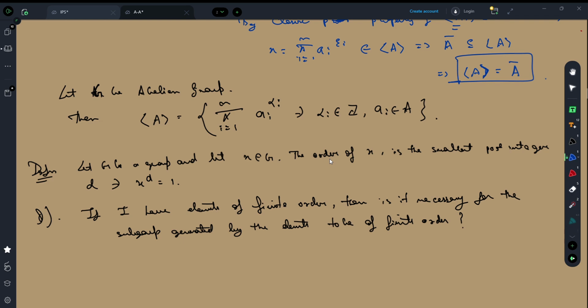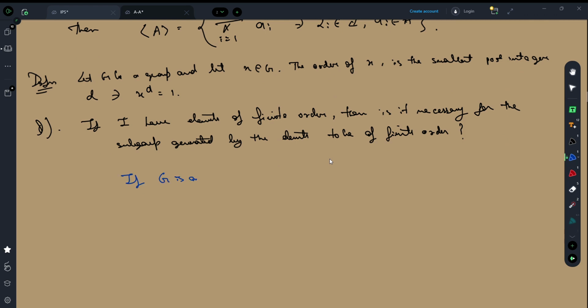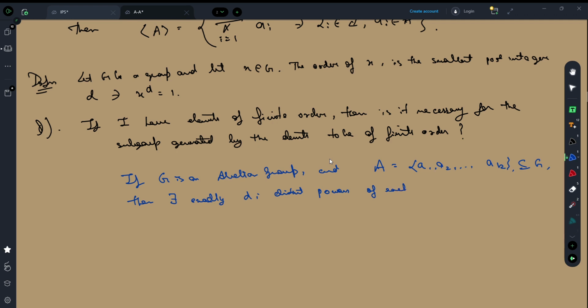What happens if the group is abelian? Observe that if G is an abelian group, and A is, say, a finite set, let's say A is a_1, a_2, ..., a_k, a subset of G. Then observe that there exist exactly d_i distinct powers of each a_i, provided that the order of a_i is d_i. This happens for all i equals 1 to k.